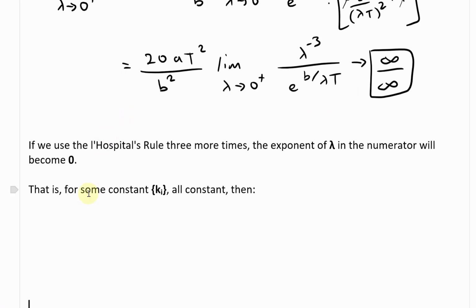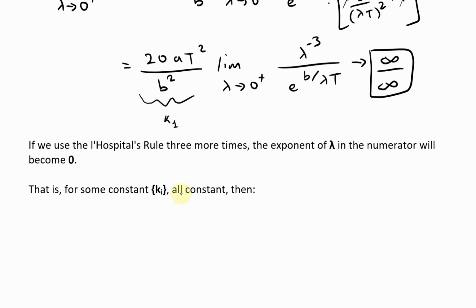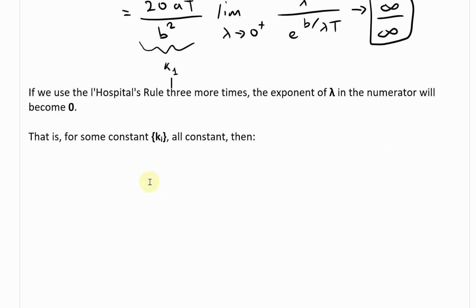So what we could do is, for some constant ki, a sequence of these, all constant integers, we're going to write this first one as our k1. It's not that both ones are constant; this is just for this case. So this is going to be k1, like that. And then let's just write this all down, and we can notice the pattern. The limit as lambda goes to 0 plus, or from the right side, of f of lambda equals, by L'Hopital's, 2.